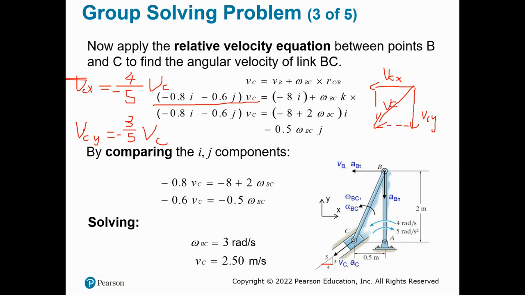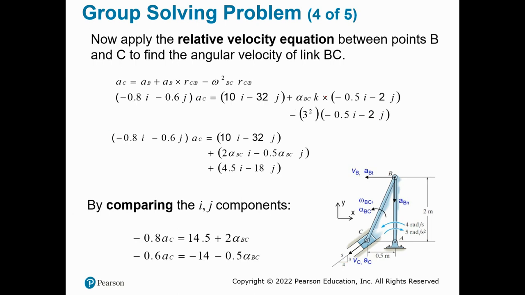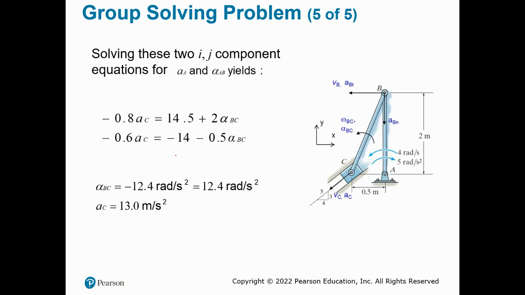Okay, so be careful. Then we separate the i component and the j component. That will help us calculate omega_BC and v_C. And then keep going. We have another equation for the acceleration. Still acceleration, follow this 3, 4, 5 triangle, separating the i and the j components. I can get a_C and alpha_BC as well. Okay, that's all I want to show you in this video. Hope you find it helpful, and thank you for watching.